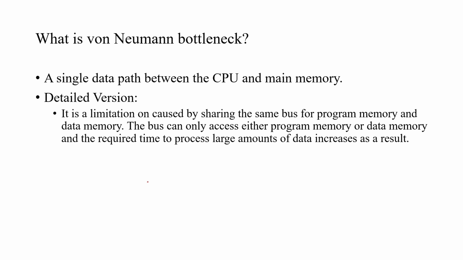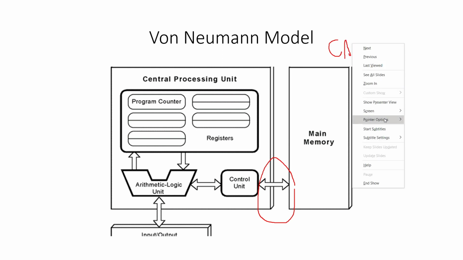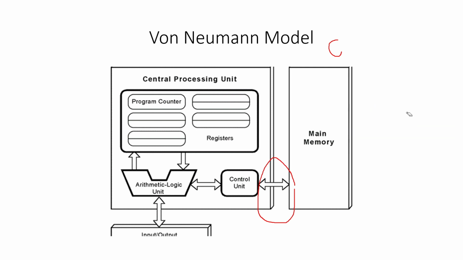So what is the von Neumann bottleneck? The von Neumann bottleneck is specifically talking about this memory path from the CPU to main memory. It can go either way. If you can see here, there's only one path.